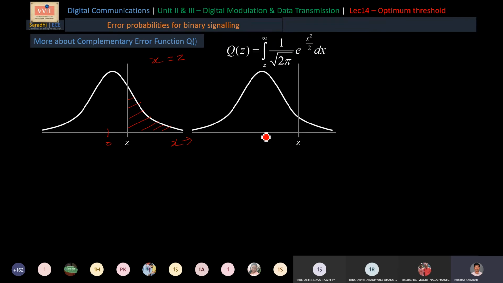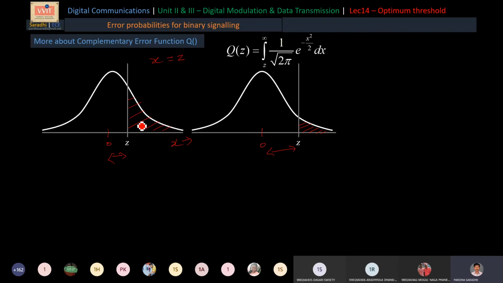Suppose z is over here, this is 0. Okay, now what we have done, z is more far from 0, its mean value, right? We have shifted z towards the right side. Then what is this integration doing? Integration is calculating the area of this shaded region.